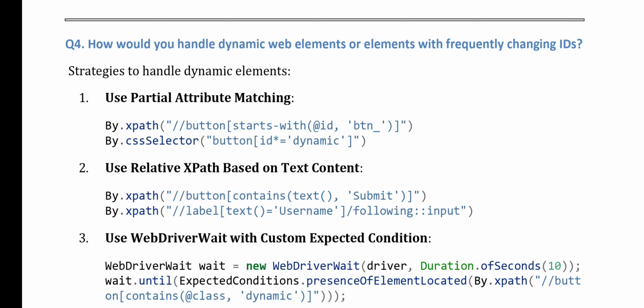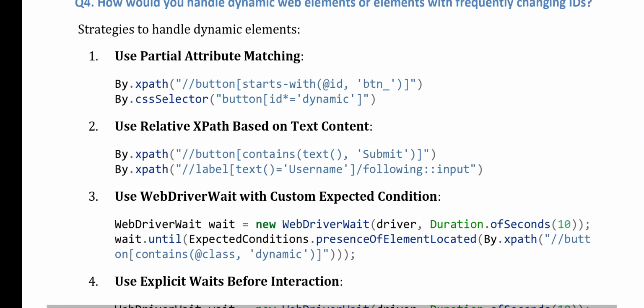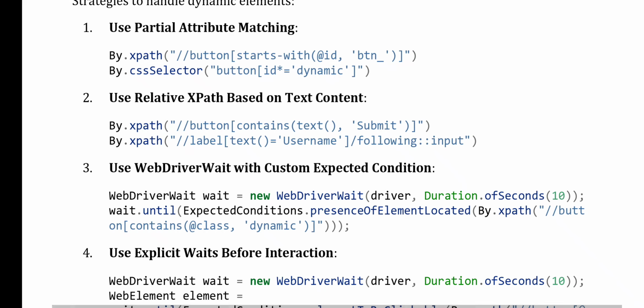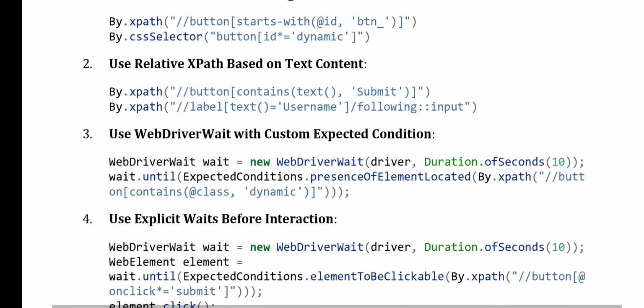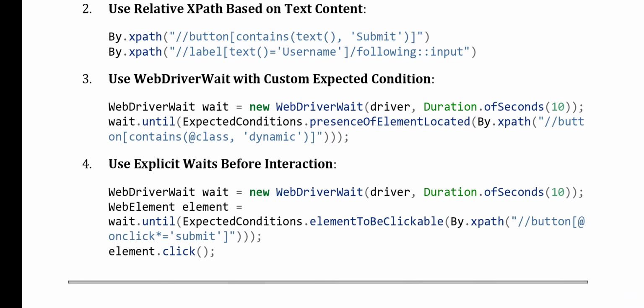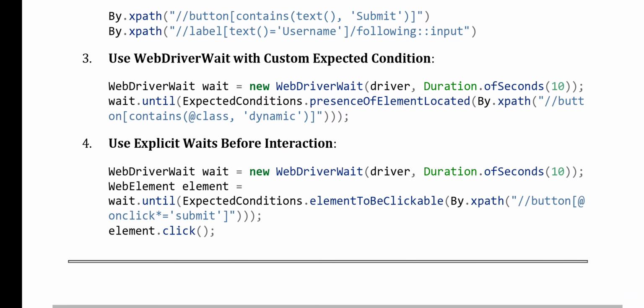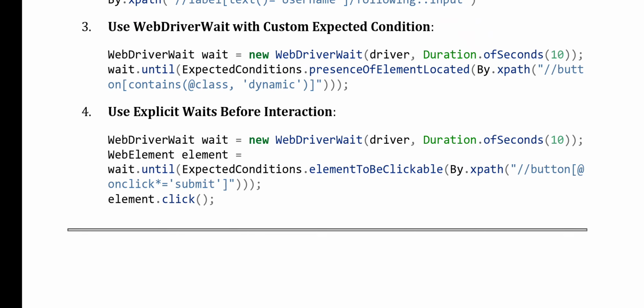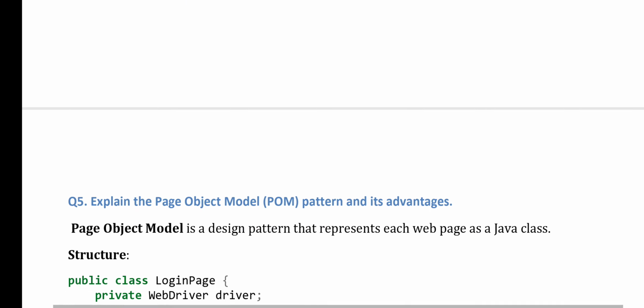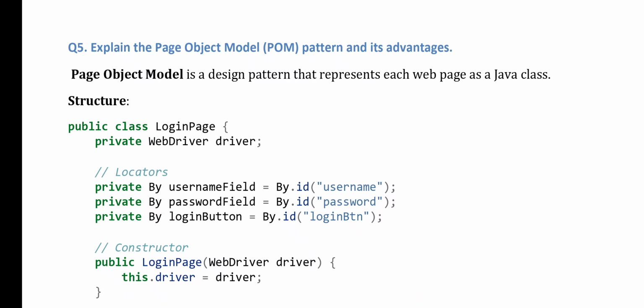How would you handle dynamic web elements or elements with frequently changing IDs? This is a scenario based interview question, where you can do that by using partial attribute matching, by using a relative XPath based on text content, by using a WebDriver wait with custom expected conditions, and by using explicit waits before the interaction with the element.